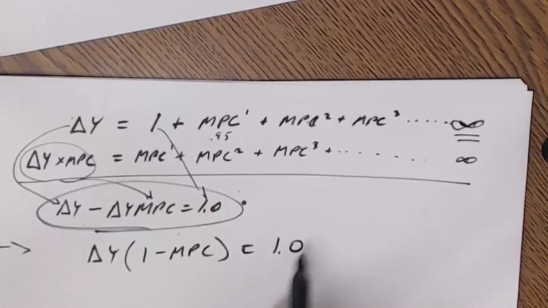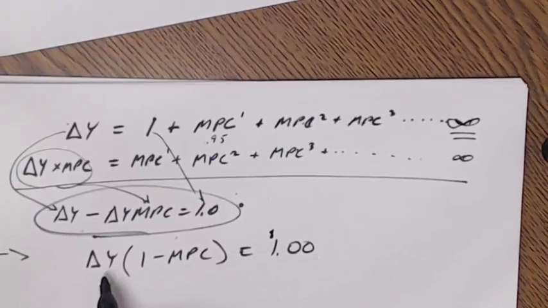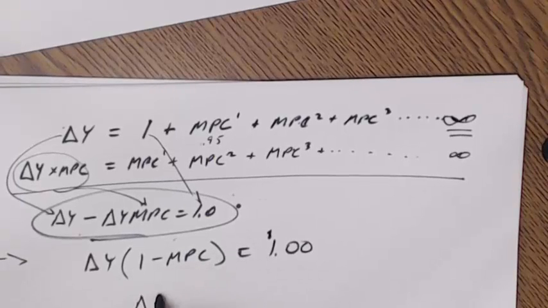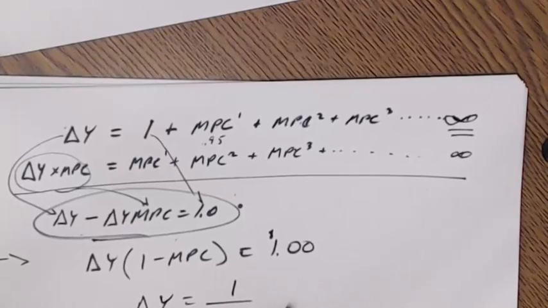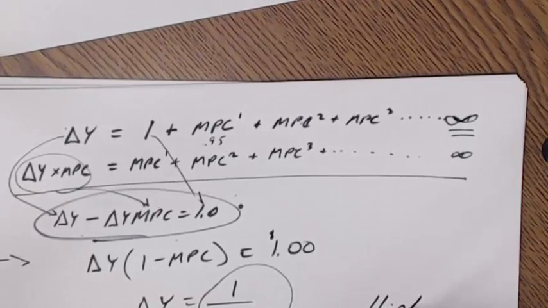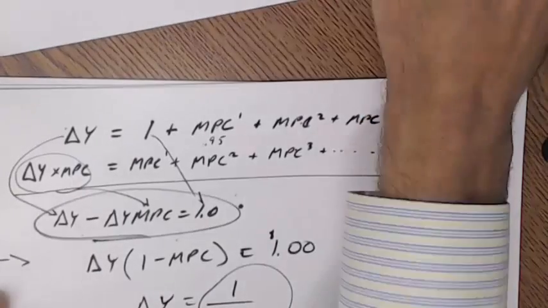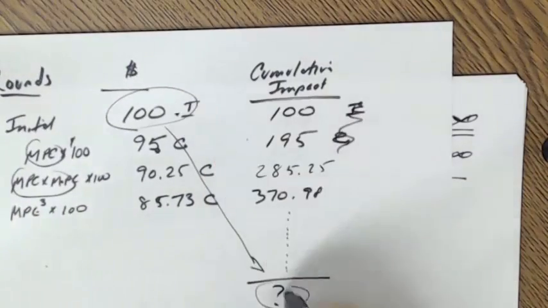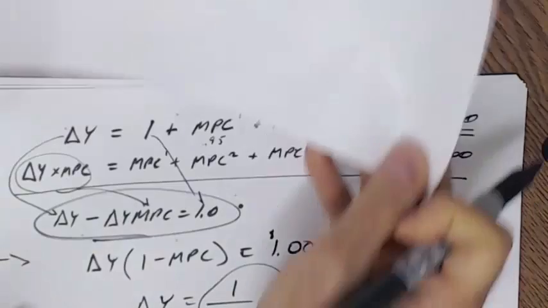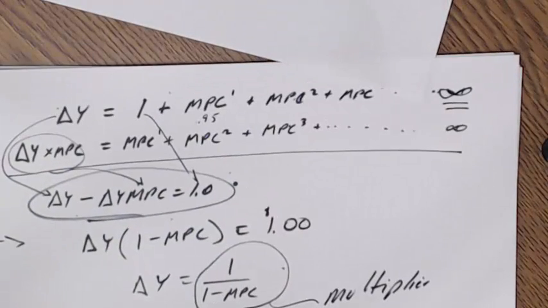Okay, and so what we have is delta y equals 1 over 1 minus MPC. This 1 over 1 minus MPC, that is the multiplier. That's the cumulative effect of going from this initial $100 expenditure to this total. And so if we plug in the numbers, what it means is this: 1 over 1 minus 0.95, which is 20. Basically, we have a multiplier of 20.